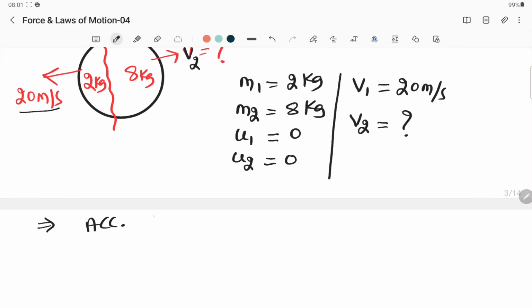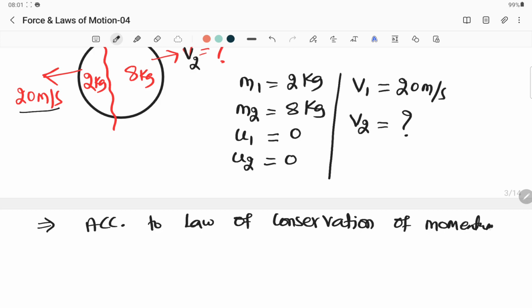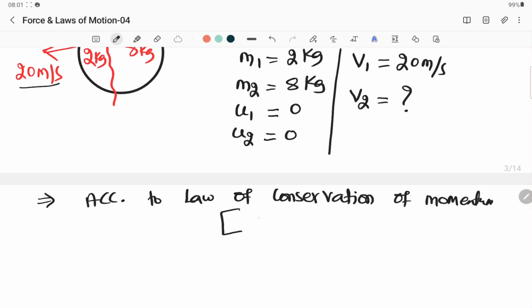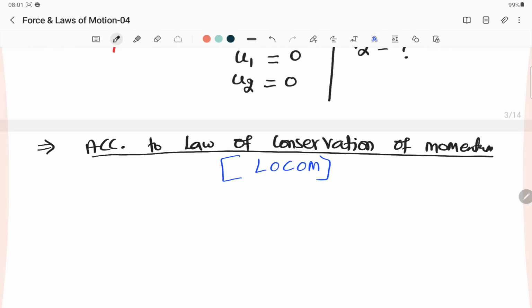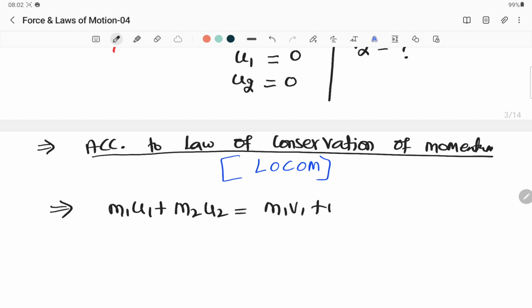According to law of conservation of momentum. It becomes quite lengthy, no? From the next problem onwards, I will write it as LOCM, and you will understand that it is according to law of conservation of momentum. According to law of conservation of momentum, we can write m1 u1 plus m2 u2 is equal to m1 v1 plus m2 v2.